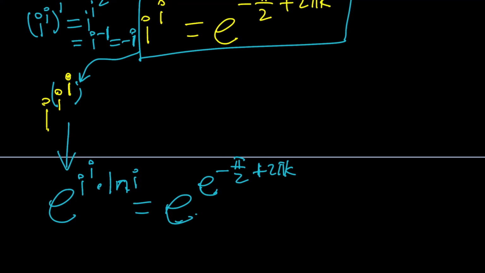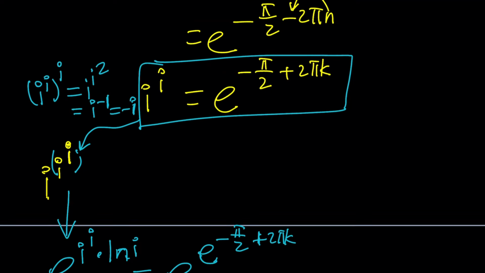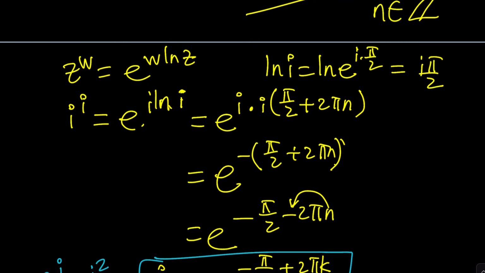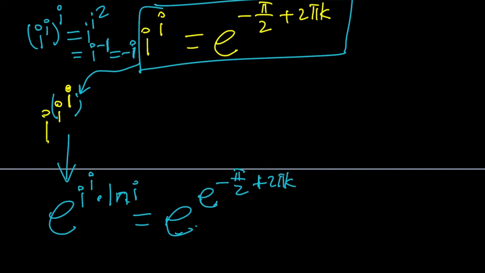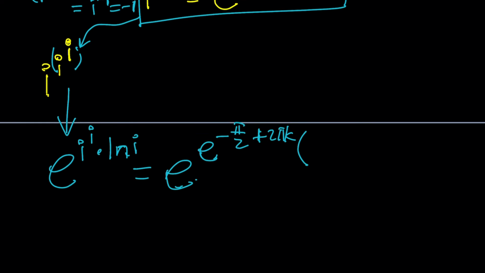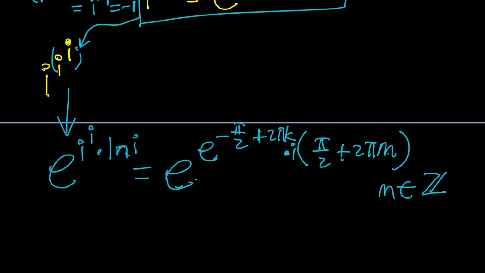This is i to the i. That's going to be multiplied by ln i, and ln i is i pi over 2, or you can write it as follows, right? i times pi over 2 plus 2 pi m. Okay? Makes sense? m is an integer in this case. So that will be the answer. So this is my i to the i, which is written as an exponential.